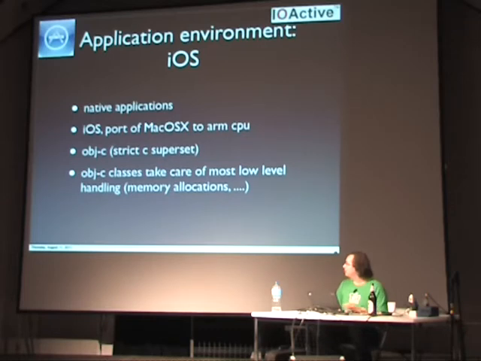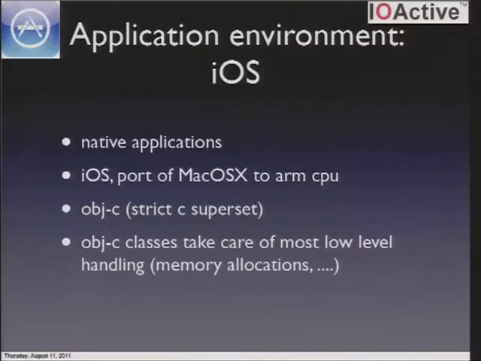So the application environment for iOS: they're all native apps. They're all written in Objective-C. iOS itself is a port of macOS. It's basically macOS on the ARM CPU, and the GUI's changed a little bit, and there's different objects for the GUI stuff. But in essence, it's basically OS X on the ARM CPU.